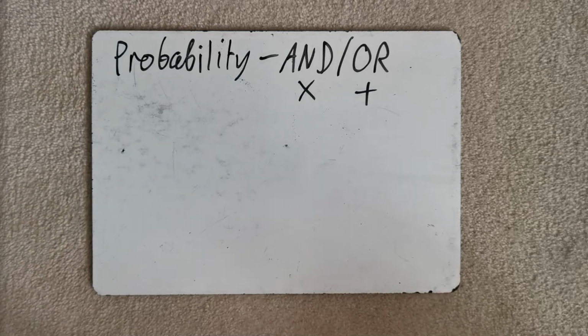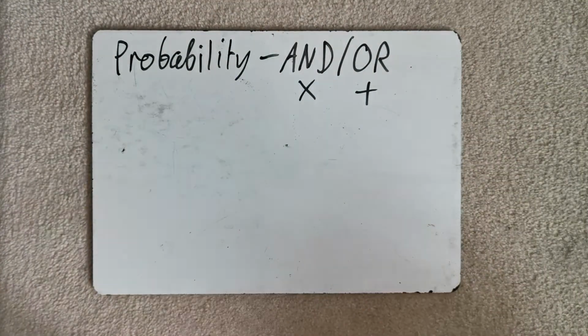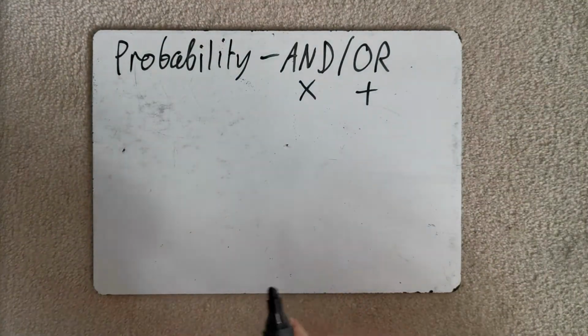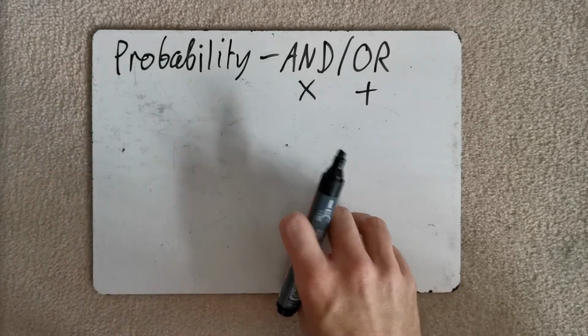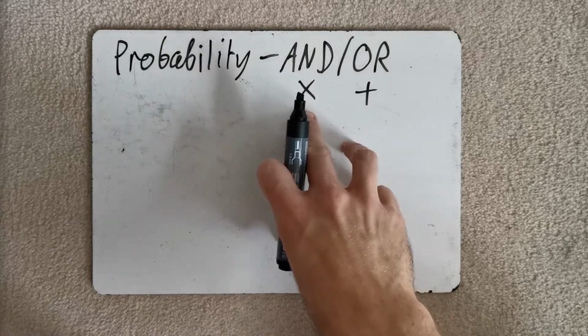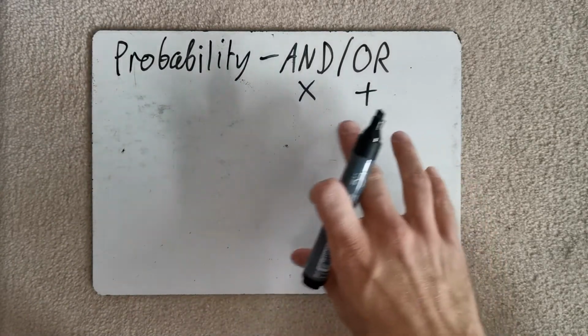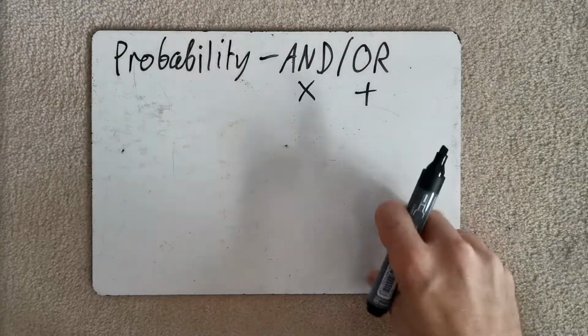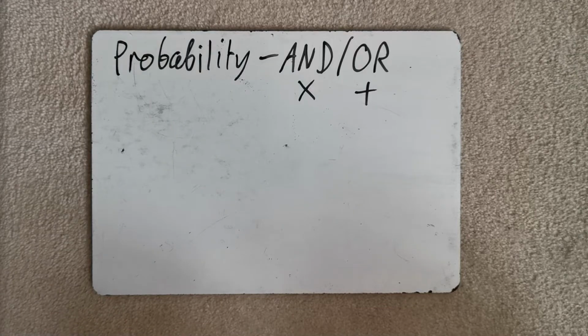Okay, so just a quick probability video on explaining the AND rule and the OR rule. The main crux of it is, if you're trying to find the probability of two things happening, this and that, you multiply them together. Okay, multiply the probabilities together. If you're trying to find the probability of this or that happening, then it'll be the OR rule.